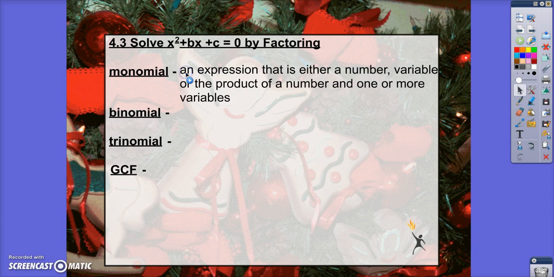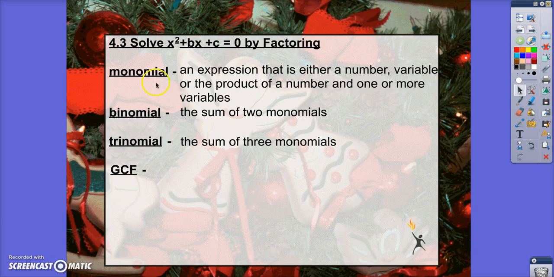First term is monomial. It's an expression that is either a number, variable, or the product of a number and one or more variables. Binomial, the sum of two monomials. Trinomial, the sum of three monomials. So that makes sense once we know what a monomial is. Bi is 2, tri is 3. And sometimes we're going to also take a look at the GCF. The GCF stands for the greatest common factor. We'll take a look at all of these terms as we go along here.